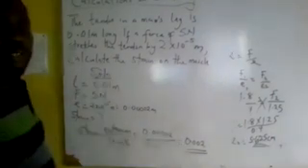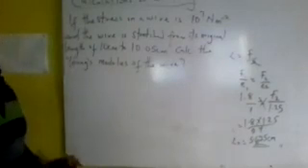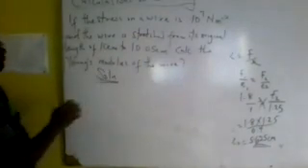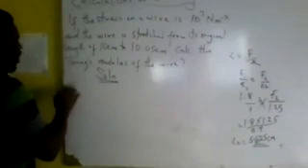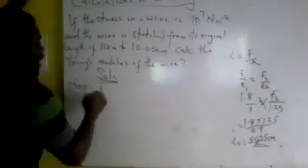If the stress in a wire is 10 raised to the power of 7 newtons per meter squared, and the wire is stretched from its original length of 10 centimeters to 10.05 centimeters, calculate the Young's modulus of the wire. Solution. What are the parameters we have? We are given stress. Of course, stress is force over area, in case you don't remember, 10 to the power 7 newtons per meter squared.